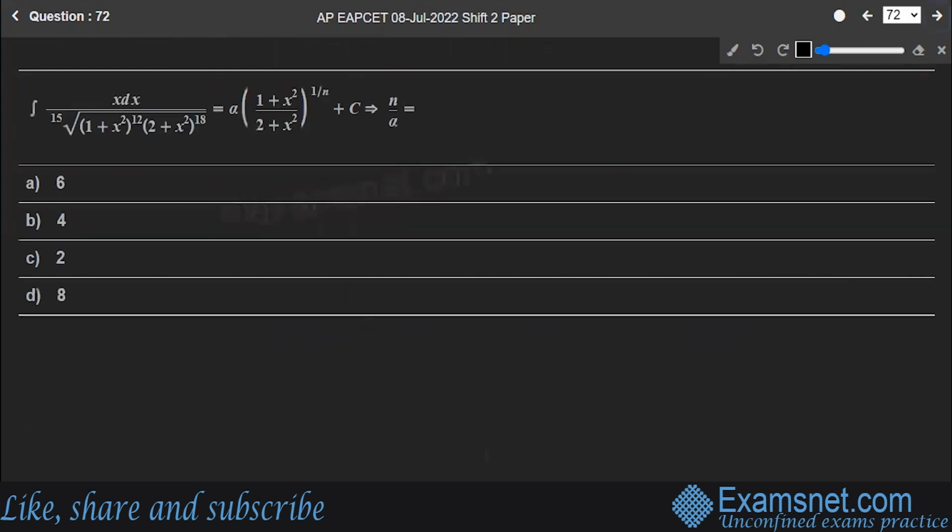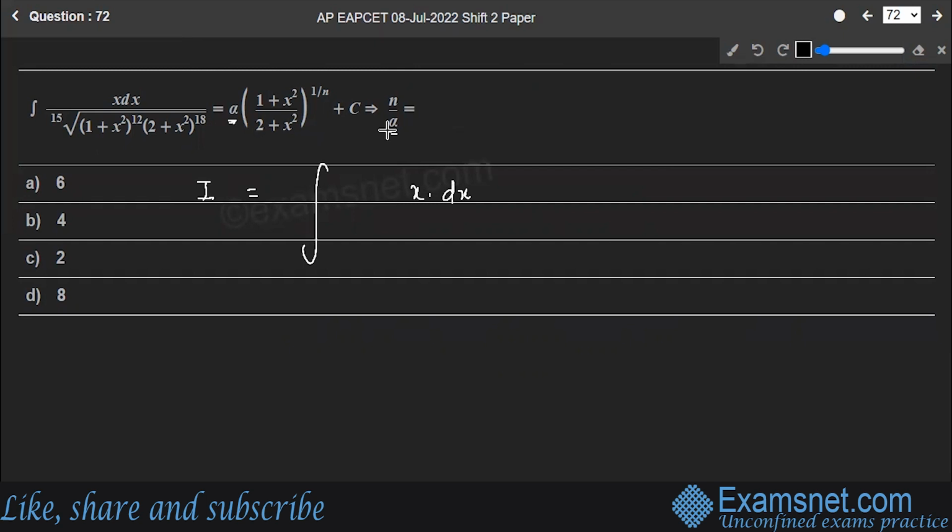Let's move to the next question, number 72. It says the integral of x dx upon this whole thing is equal to alpha into 1 plus x square upon 2 plus x square raised to power 1 plus n plus c. Then find n upon alpha. This is alpha, not a. Whatever it is, it's just that variable. So let's write down the integral.